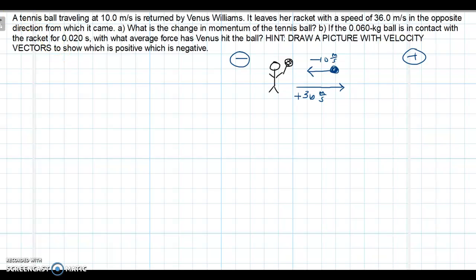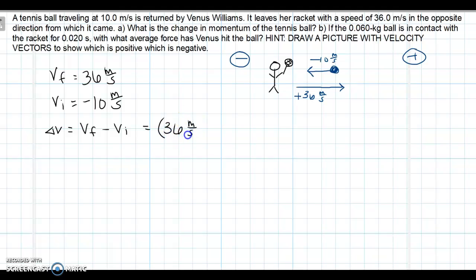So let's write this down. Our final velocity was equal to 36 meters per second, and our initial velocity was equal to negative 10 meters per second. Now we can use this information to solve for delta V. Delta V was equal to your final minus your initial. So let's plug in this information: our final velocity, 36 meters per second, minus this negative 10 meters per second.